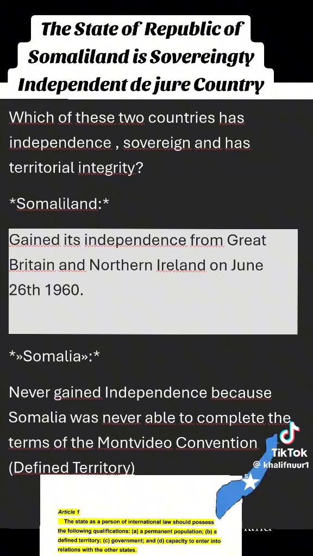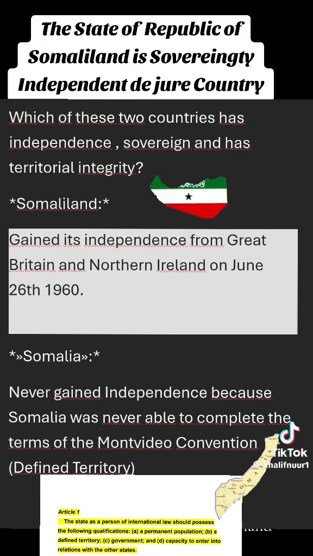The order defined Somaliland's territory, established a constitution with provisions for a council of ministers and a legislative assembly, created a judiciary system based on English common law supplemented by Somali customary law. This order marked the legal foundation of Somaliland's independence and governance.